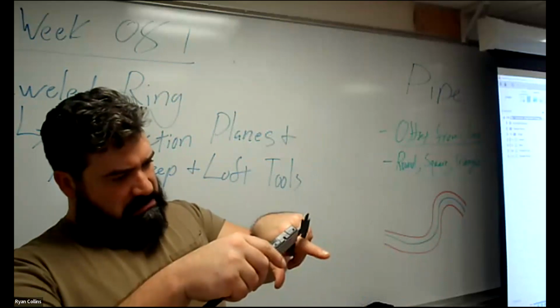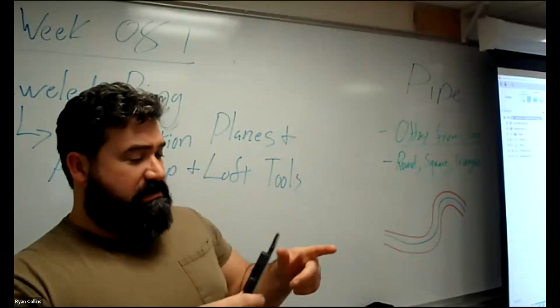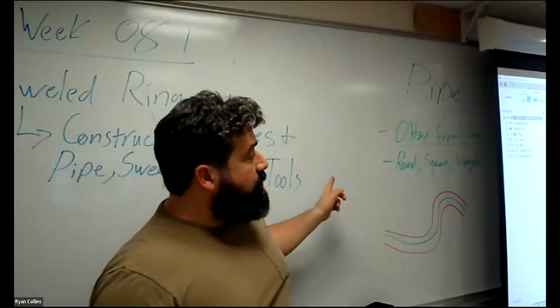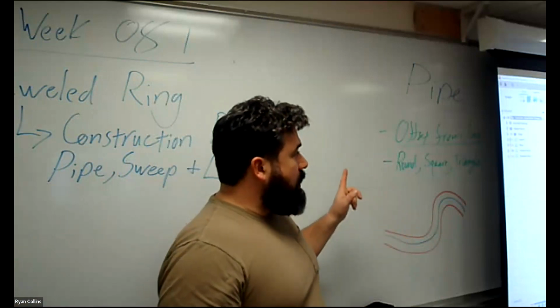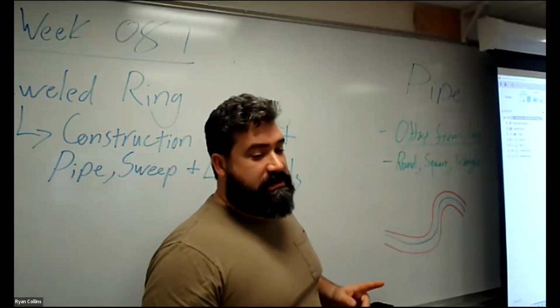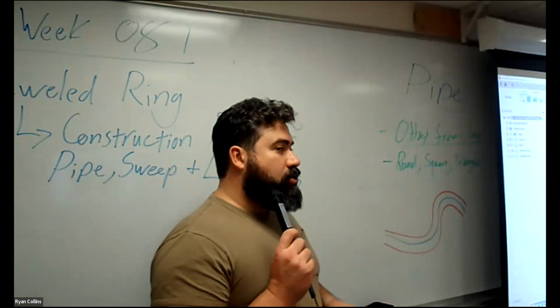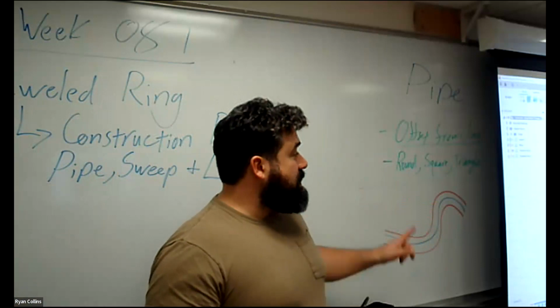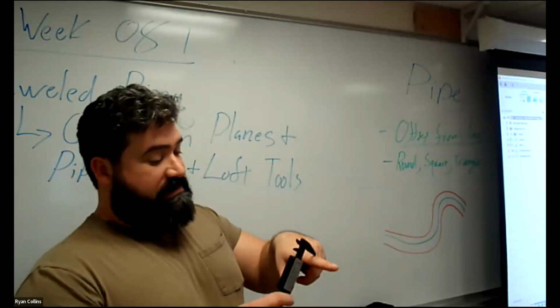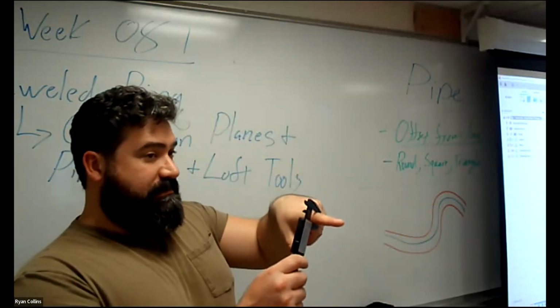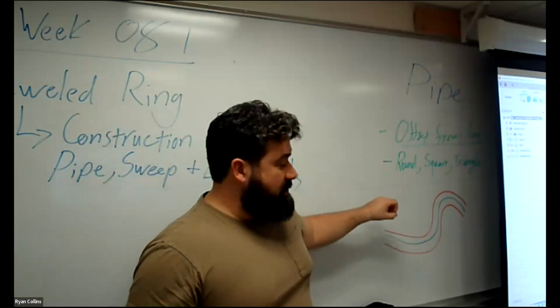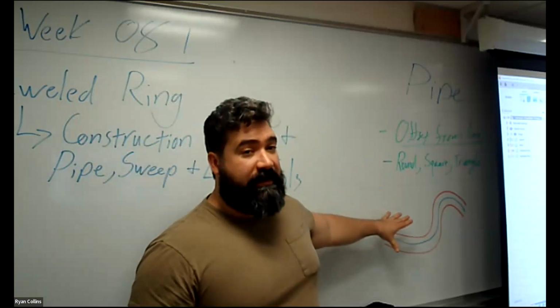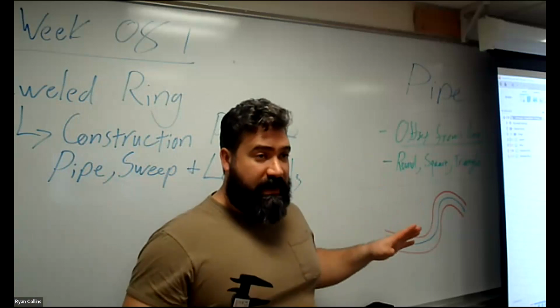Index finger, 19.8 millimeters. I will warn you, if you are planning on using pipe, sweep, or loft tools to create your form, you might need to make some adjustments, because if you make a circle that is exactly that size, remember that any of these expand around that line in all directions.